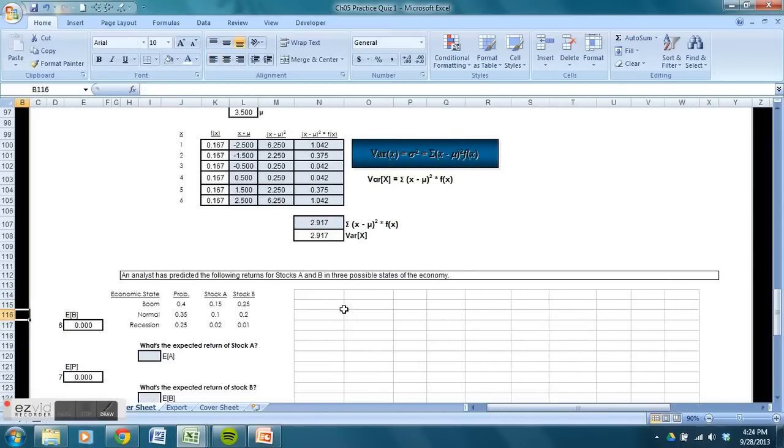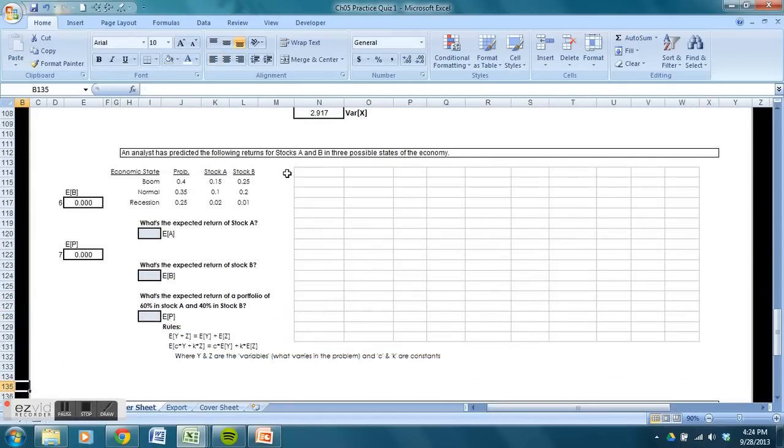Alright, second last problem, I think. And this is an expected value problem again. An analyst predicted the following returns on stock A and stock B for 3 different states in the economy. And we just want to know the expected return of each stock.